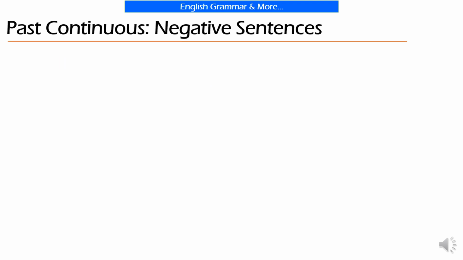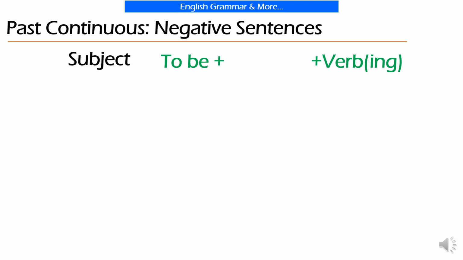Now let's see how we use the past continuous tense form in negative sentences. Once again, let's remind ourselves, in the affirmative case, we added to be in the past tense right after the subject, and then we continued with verb ing. In the negative case, however, we need to add not right after to be. Now let's have a look at it in a few examples.